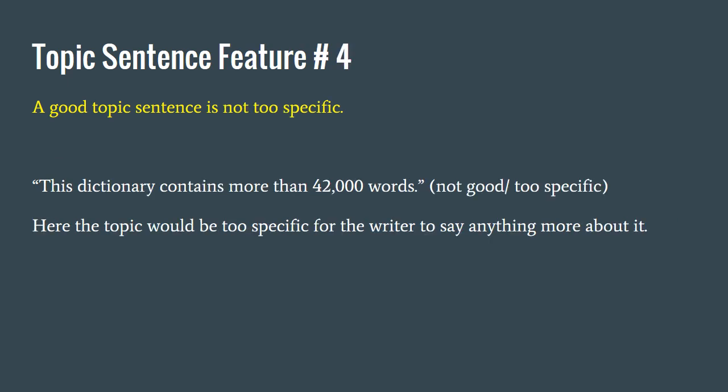Okay, let's move on to topic sentence feature number 4. A good topic sentence is not too specific. All right, let's give you an example. This dictionary contains more than 42,000 words. Wow, that's not good. It's way too specific to start a whole paragraph about it. So avoid specific facts and details. Let's move on.